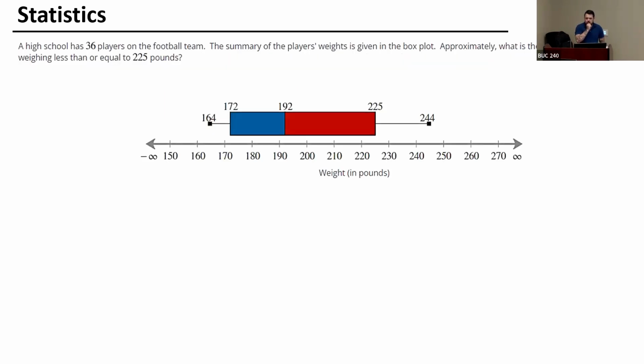Easy breezy one. A high school has 36 players on the football team. The summary of the players' weights is given in the box plot. Approximately, what is the percentage of players weighing less than or equal to, or just so you know, that symbol there, to 225 pounds?